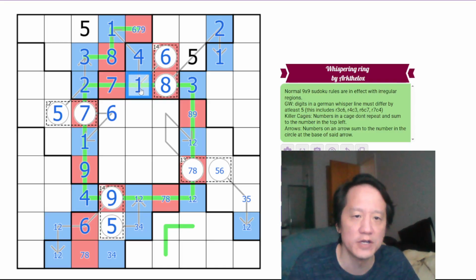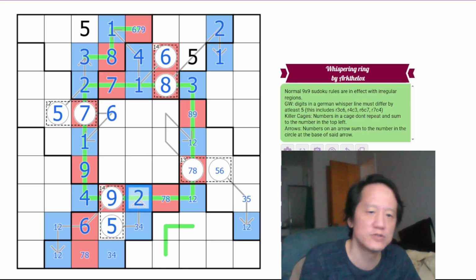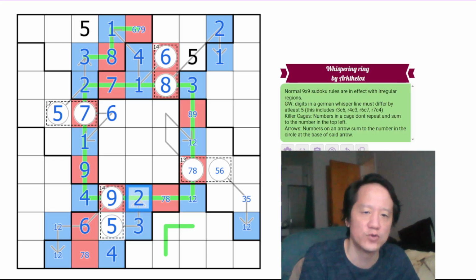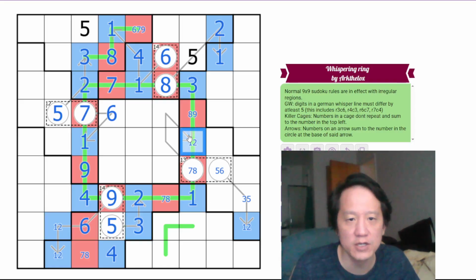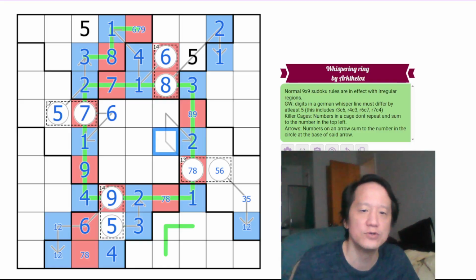Also, this 1 eliminates 1 here. This has to be 2 and 3 adding up to 5. That 3 eliminates 3 here, so this is 4. This can't be 2, so this is 1. That 1 eliminates 1 here, so this is 2.